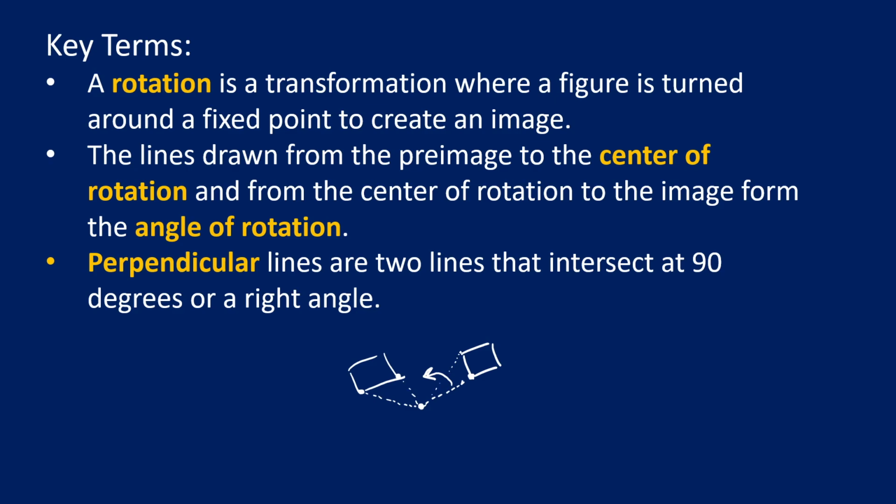So each point forms a 90-degree angle with that point of rotation. Okay, this will be easier to show on a graph. Perpendicular lines, again, just intersect at 90-degree angles, and we're going to be talking about perpendicular lines and their slopes a lot when we do this example today.